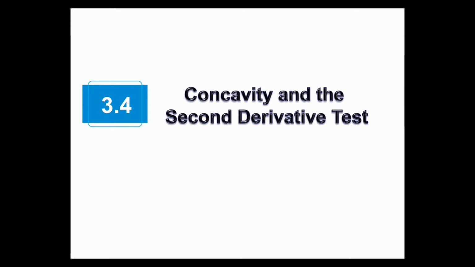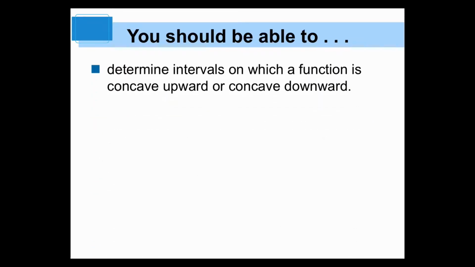Okay, so today we're going to introduce something new called concavity, and we're going to use the second derivative test. This can get a little confusing, so I'm going to try to go slow. The concavity stuff is pretty easy. The second derivative test gets a little confusing, but we'll deal with that when we get there. So you should be able to determine concave up and concave down.